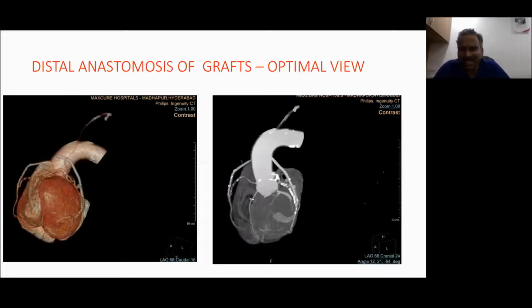So for this distal anastomosis, in my opinion or in my practice, there is nothing like a standard view. You have to find a view for the respective patients.